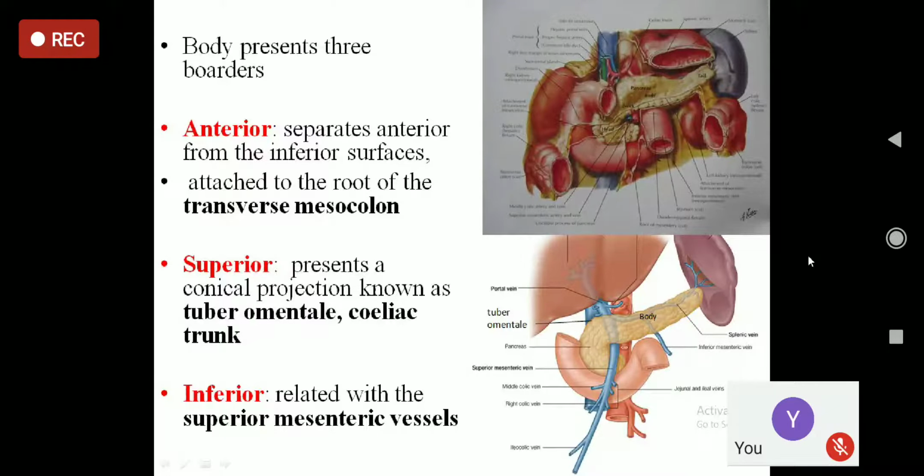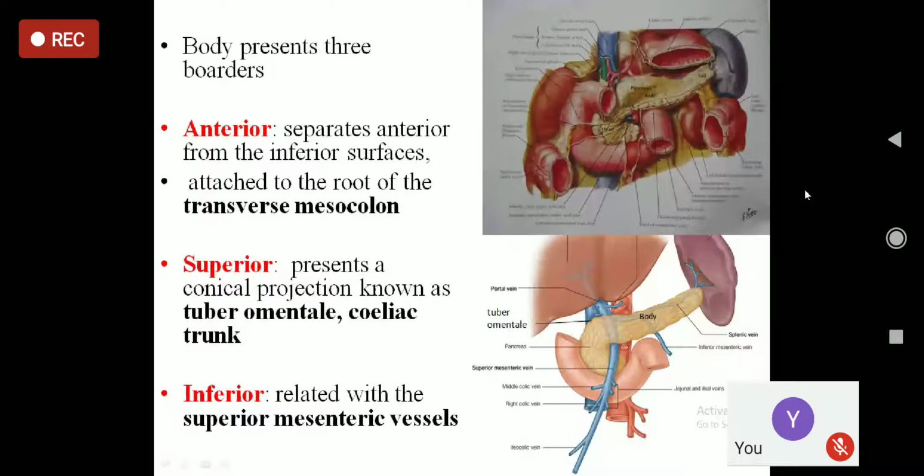The superior border presents a conical projection known as the tuber omentale. The elevation can be seen here. That is the tuber omentale. It is in relation to the celiac trunk. Omental means the fold of the peritoneum, the lesser omentum. So this is the tuber omentale, the elevation, and the celiac trunk is in relation to this. So the superior border is this, and the inferior border is related to the superior mesenteric vessels, behind and below. This is the inferior border in relation to the superior mesenteric vessels.